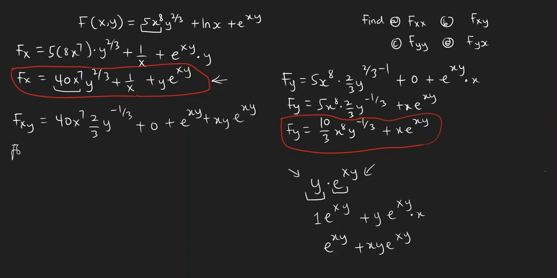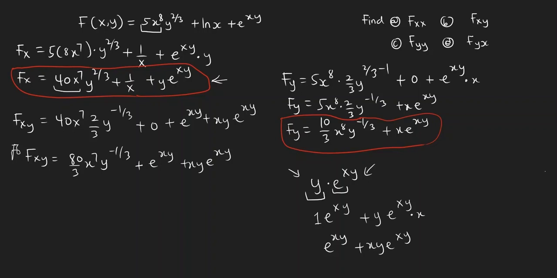We're going to have fxy to be equal to 40 times 40x to the power 7 times 2 over 3 y to the power minus 1 on 3, which will give us 80 on 3. Okay, 80 on 3 x to the power 7, and then multiplying y to the power minus 1 on 3. Then we are going to have plus e to the power xy, plus xy multiplying e to the power of xy. So that's the value of fxy.